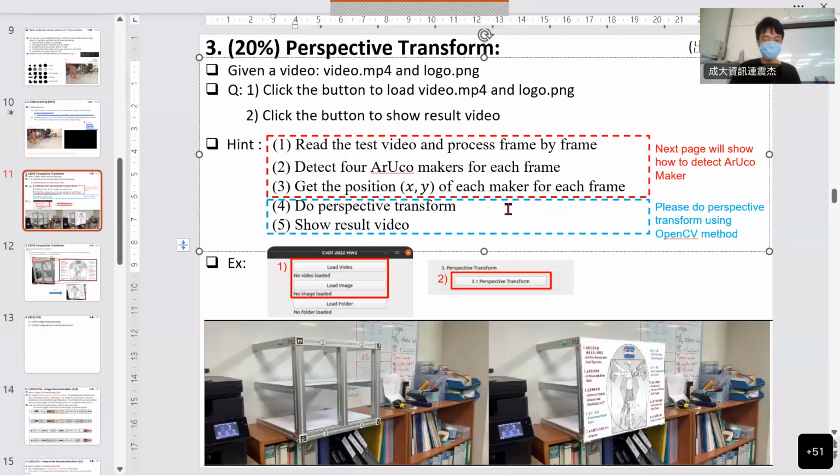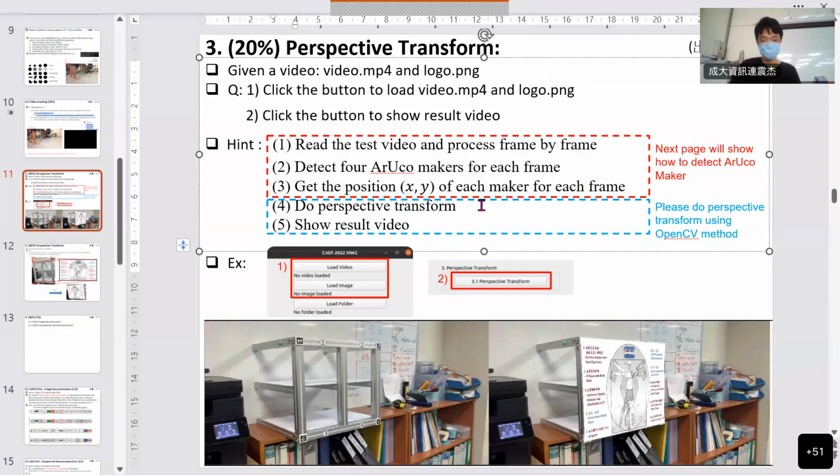So you have 4 markers, right? And 4 positions, right? And for the perspective transform, you want to transform from where to where? From the image corner to the marker position. So the logo, right? You give the student the logo image.